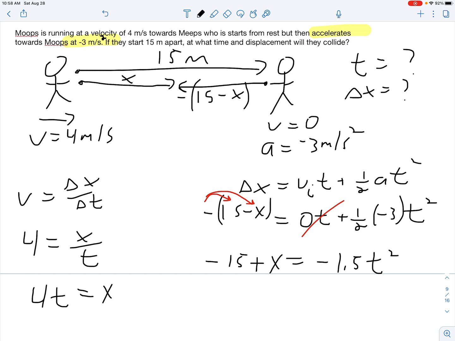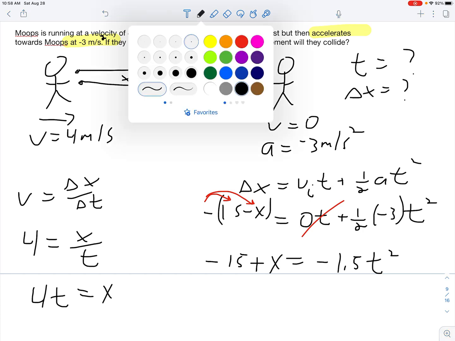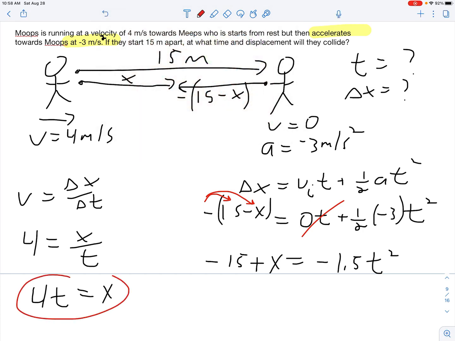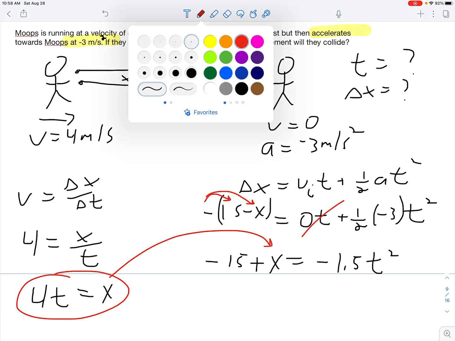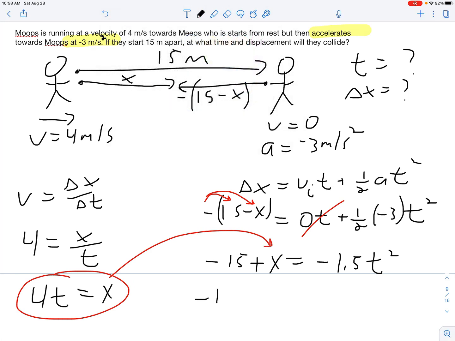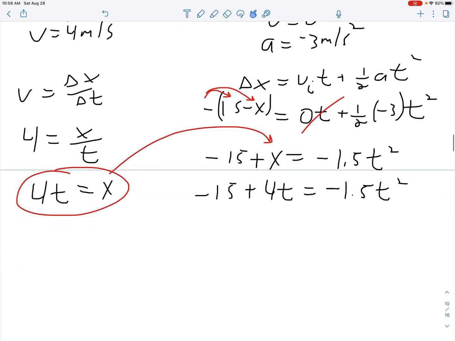Okay, two unknowns for both sides. I'm going to take my smaller equation and put it into the bigger one, just to make it easier. Both ways work. Negative 1.5 t squared, and look, we got ourselves a quadratic.